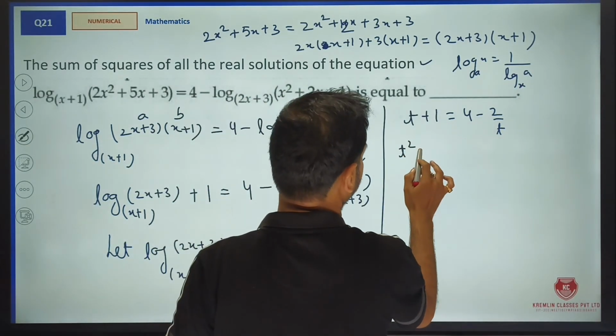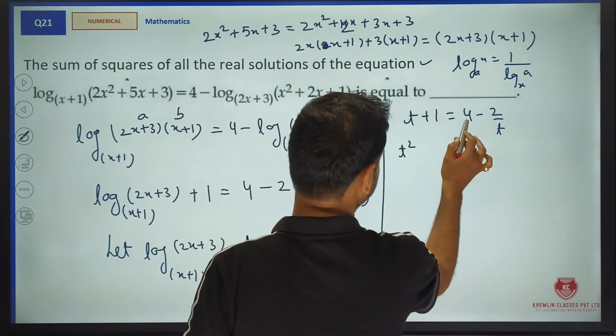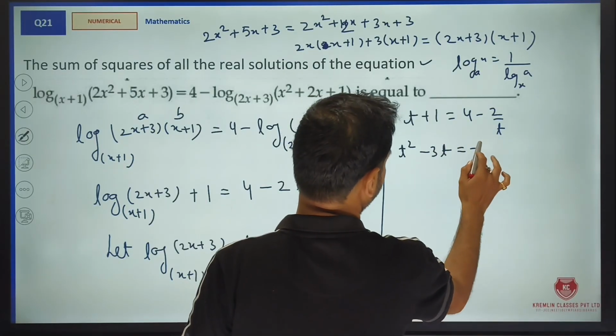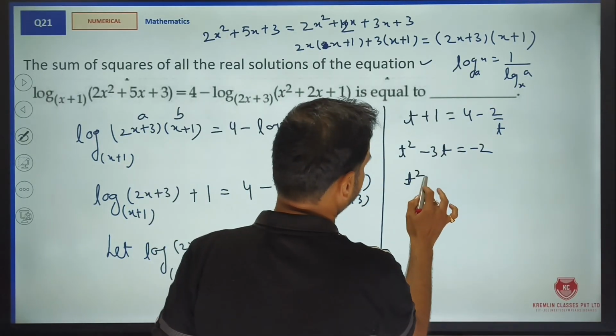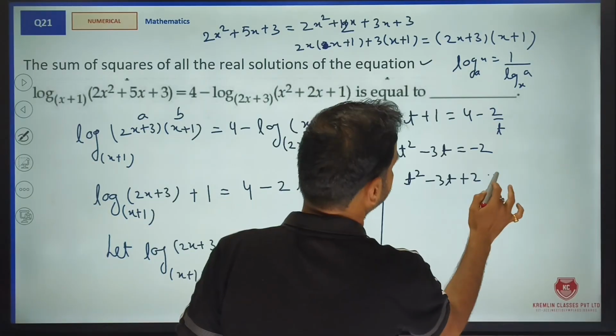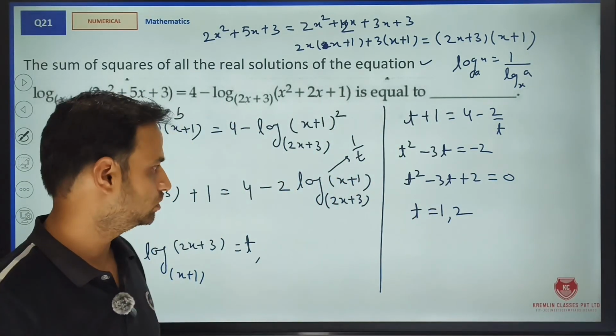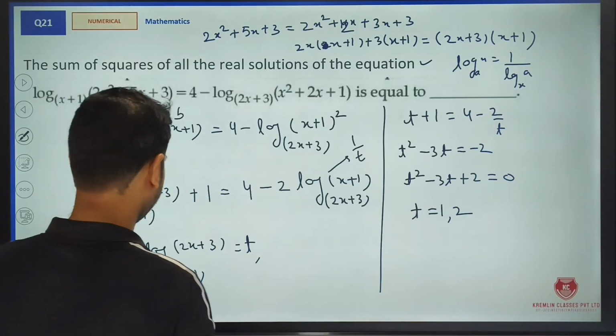So it will be t plus 1 equal to 4 minus 2 by t. T square, this will be minus 3, minus 3t equal to minus 2. T square minus 3t plus 2 equal to 0. So t equals 1 and 2 are the solutions.